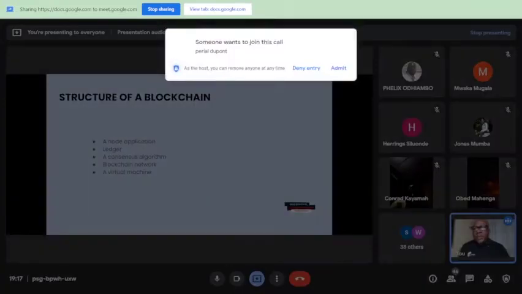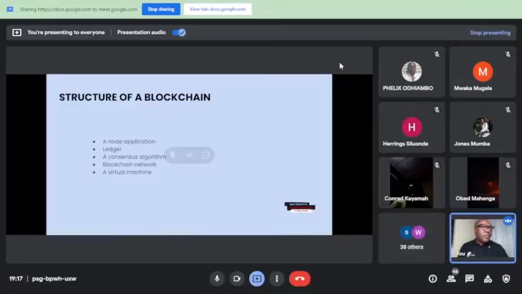Now, let's look at the structure of the blockchain and the inner workings of the blockchain. A blockchain can be seen as having the following layers: the node application, the ledger, the consensus algorithm, the blockchain networking, and the applications layer.